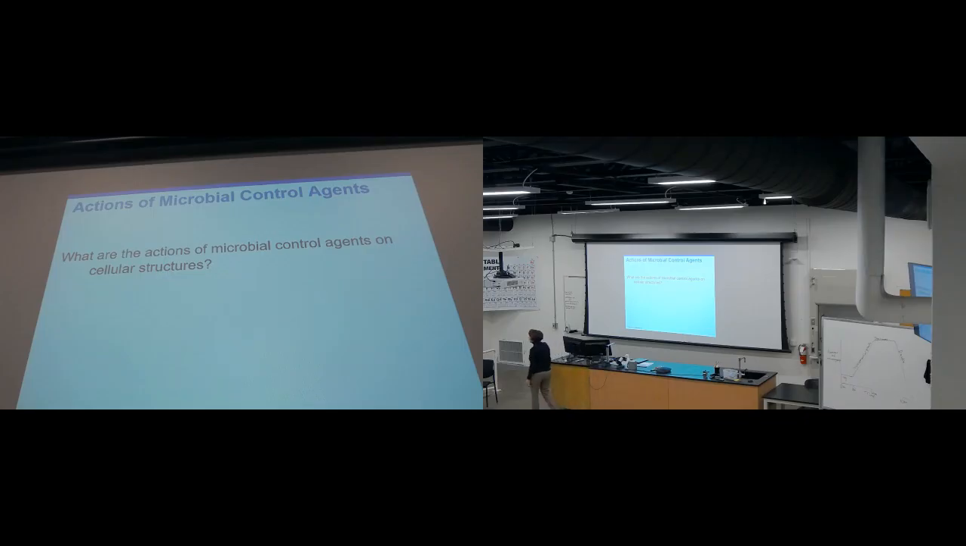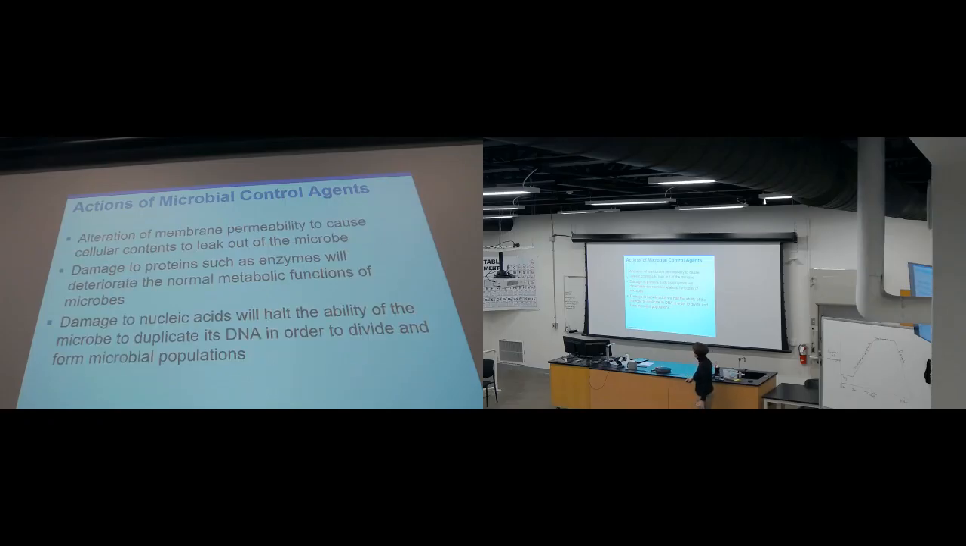And now we're going to see what the actions of microbial control agents are on the cellular structures. We saw in the cell chapter how microbes have a plasma membrane, ribosomes, mitochondria, a nucleoid where they have the DNA, and a cell wall. All of these can be targets for controlling microbial growth. All you need to do is think about what agent would be used for destroying each of these structures.